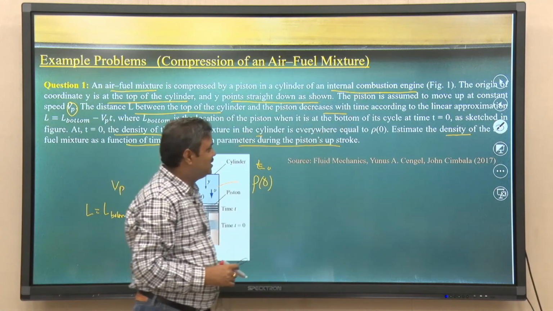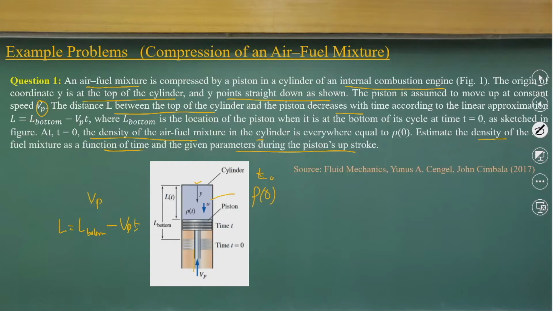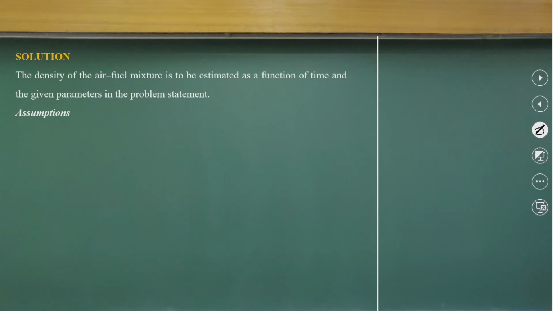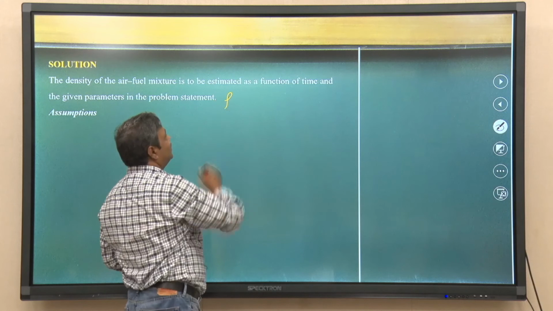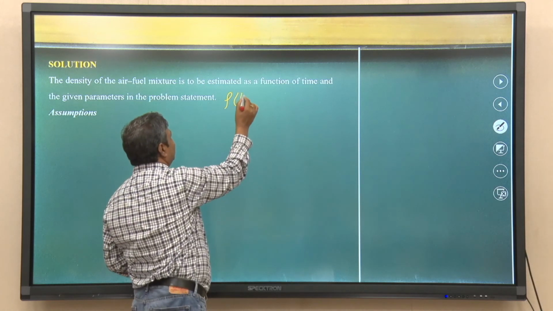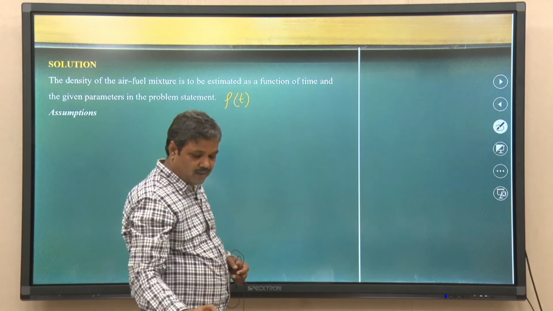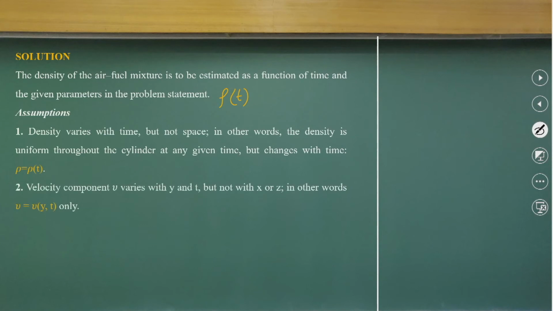We are looking at internal combustion engines, which is quite an interesting problem from the Singhal-Shimballah book. Now, let us try to understand what assumptions we have to make. What we are looking at is rho, which is a function of time.